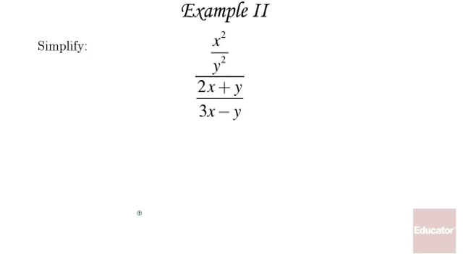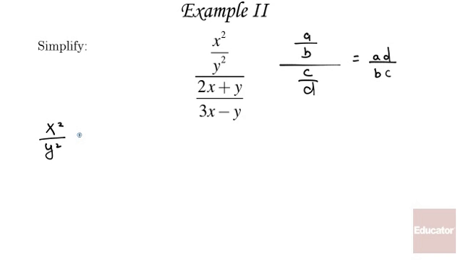My second example, simplify, and it's a complex fraction. Recall that a over b all over c over d equals AD over BC. So using that information, I'm going to rewrite this as x squared over y squared times the reciprocal of this fraction in the denominator. So 3x minus y is going to go up into the numerator.